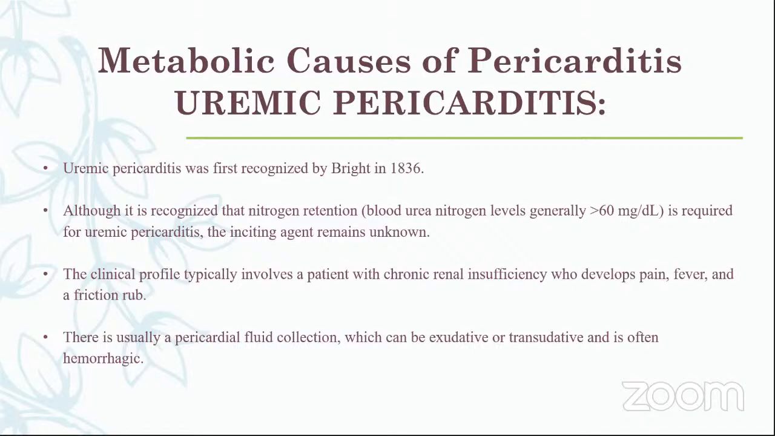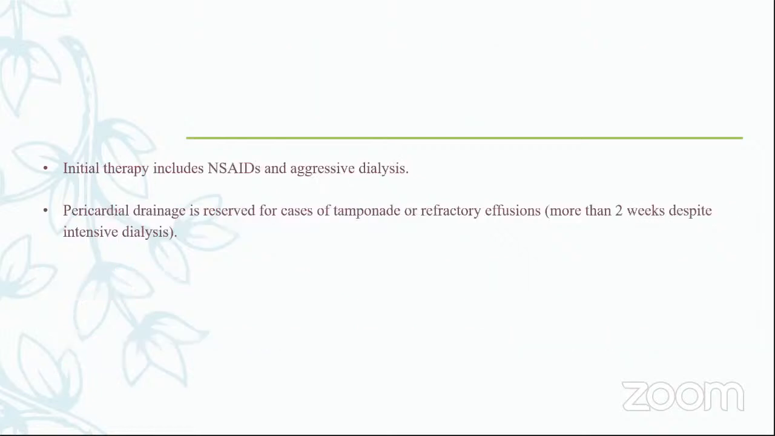Uremic pericarditis was recognized in 1836. Although an elevated blood urea nitrogen of more than 60 is required for uremic pericarditis, the inciting agent remains unknown. The clinical profile typically involves a patient with chronic renal failure who develops pain, fever, and friction rub. There is usually a pericardial fluid collection, which may be exudative or transudative and is often hemorrhagic. Initial therapy includes NSAIDs and aggressive dialysis. Pericardial drainage is reserved for cases of tamponade or refractory effusions of more than 2 weeks despite intensive dialysis.